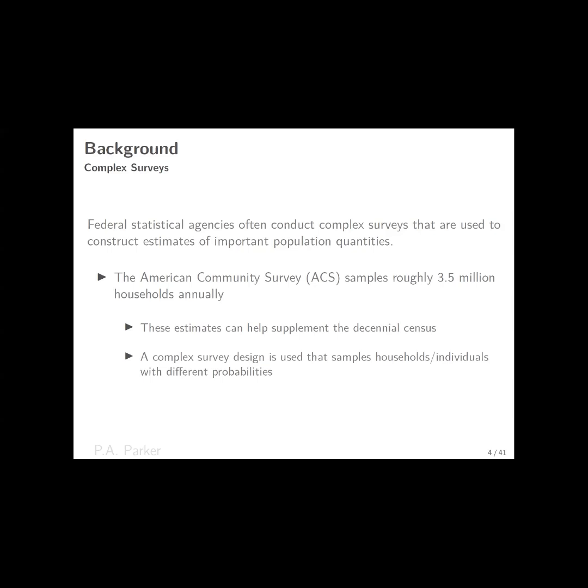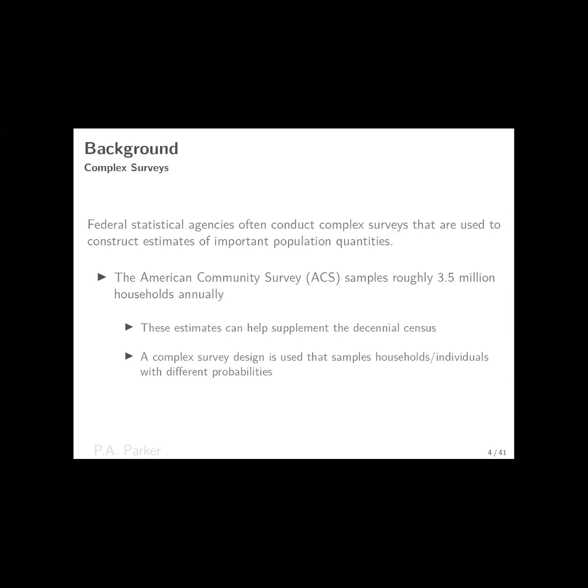So one very important survey is the American Community Survey, or the ACS. This is a survey conducted by the U.S. Census Bureau, and it has a large sample size. They sample about 3.5 million households every year, about 4.5 million people. So very big survey. They use this survey to supplement the decennial census. The decennial census happens every 10 years, but the American Community Survey happens every year. So it helps supplement that.